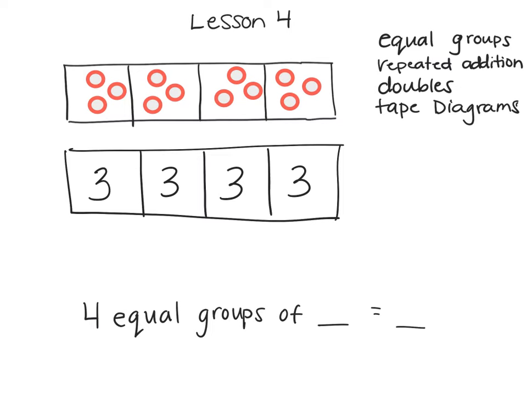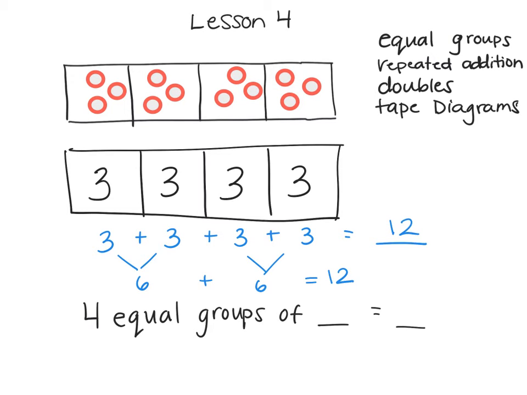Okay. If I want to show it with repeated addition, I would say 3 plus 3 plus 3 plus 3 equals blank. So I can do doubles. 3 plus 3 equals 6. And 3 plus 3 equals 6. So 6 plus 6. And if we know our doubles, that equals 12.